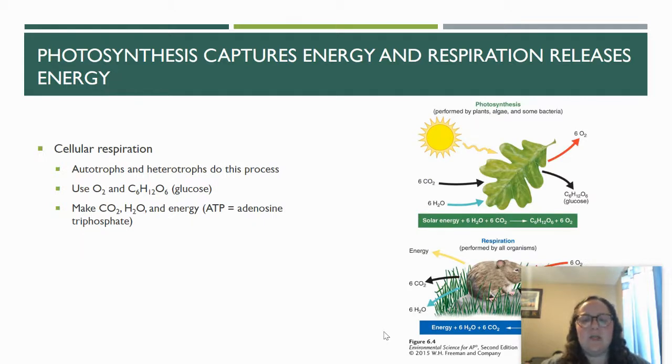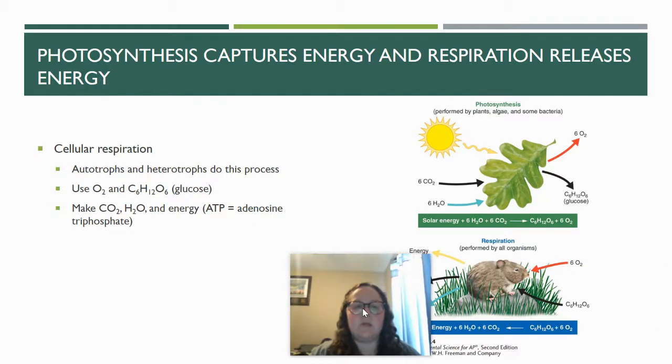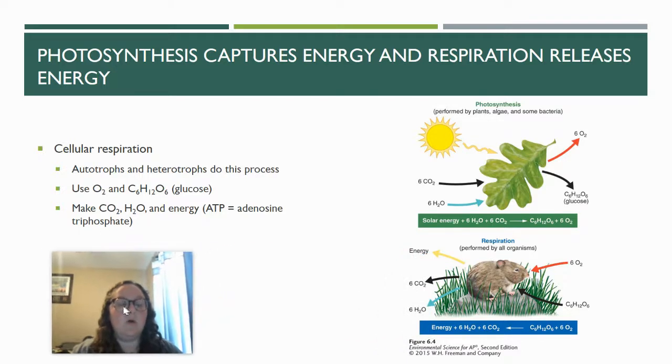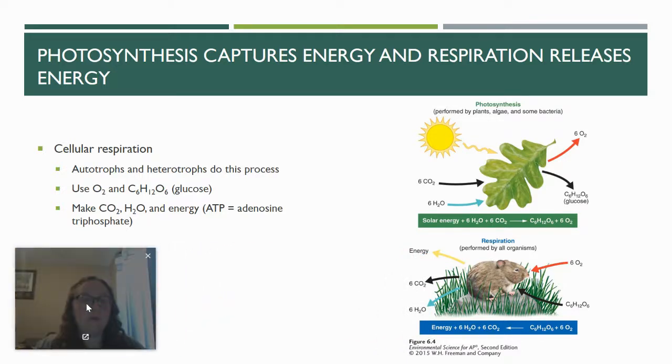Sort of the opposite thing happens with respiration. So one thing that you definitely need to remember is that both autotrophs and heterotrophs will do this process. So they will use oxygen and glucose to make carbon dioxide, water, and energy, as we can see in this diagram here. But the big thing is just don't forget that autotrophs are able to do respiration as well.